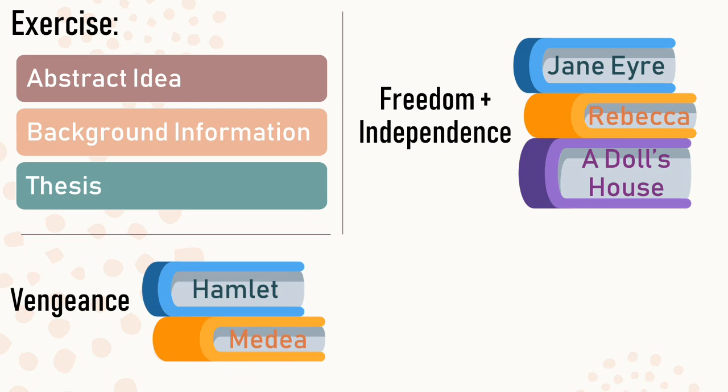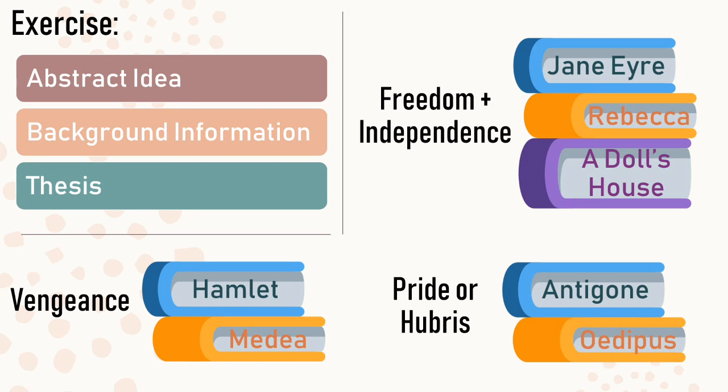The second theme topic is vengeance. Some texts that include this are Hamlet and Medea. The third theme topic is pride or hubris. Some books that include this are Antigone and Oedipus. Remember, you don't have to use these specific books. You can use your own.